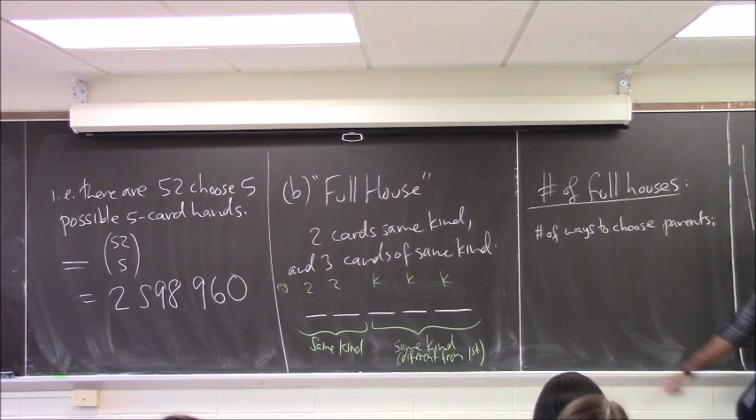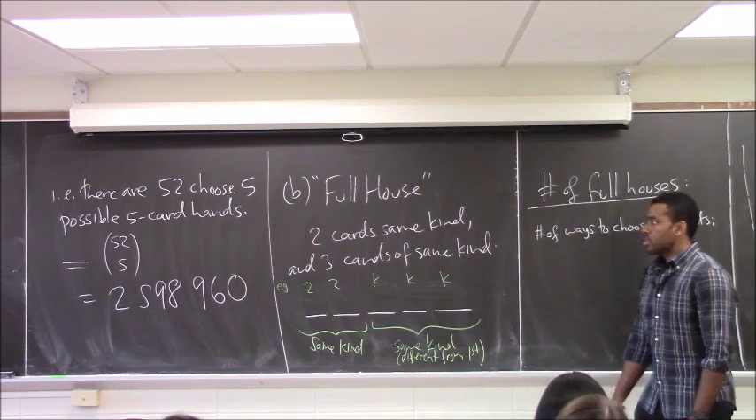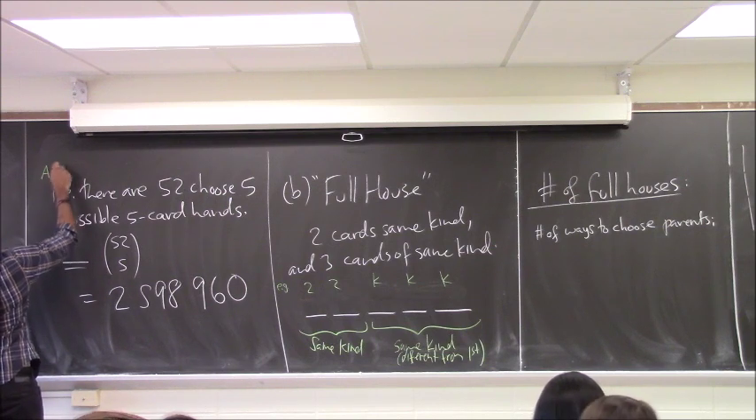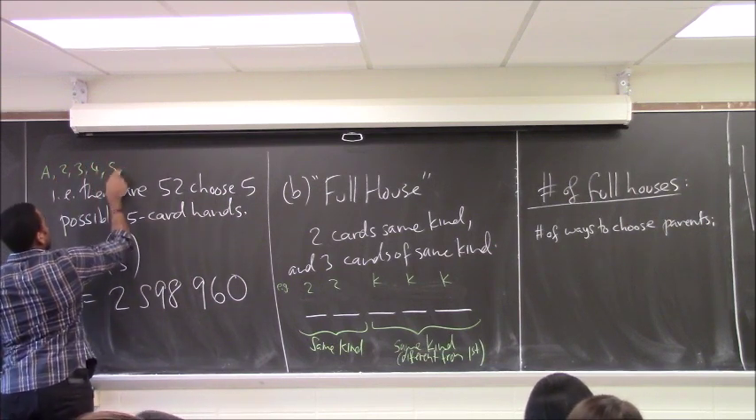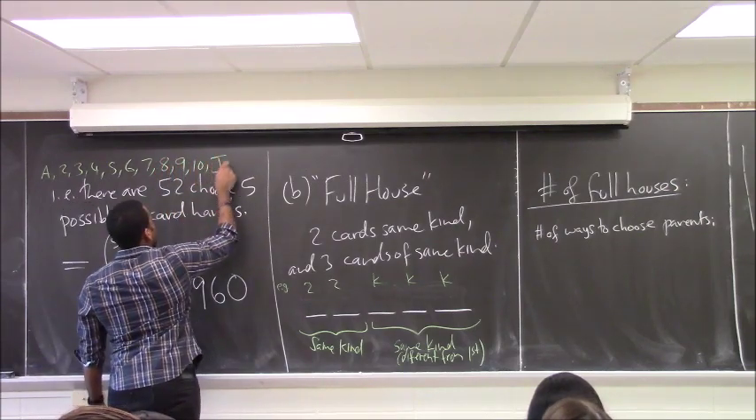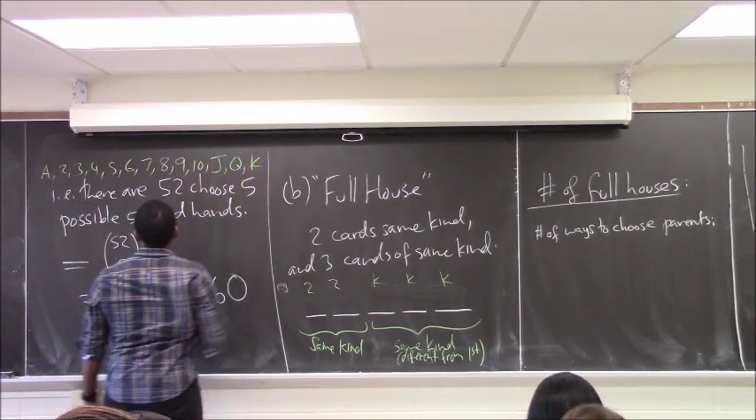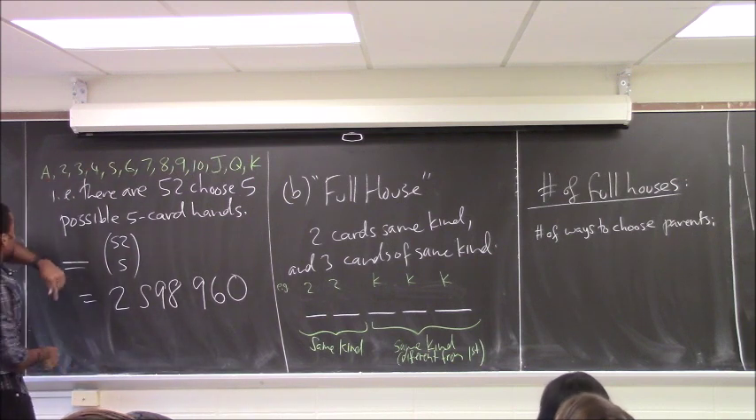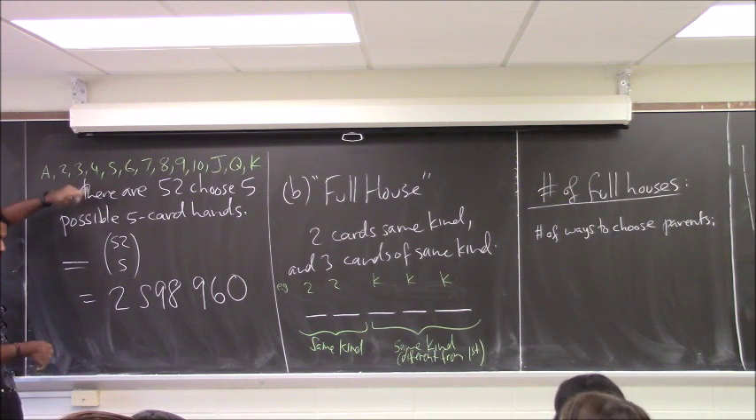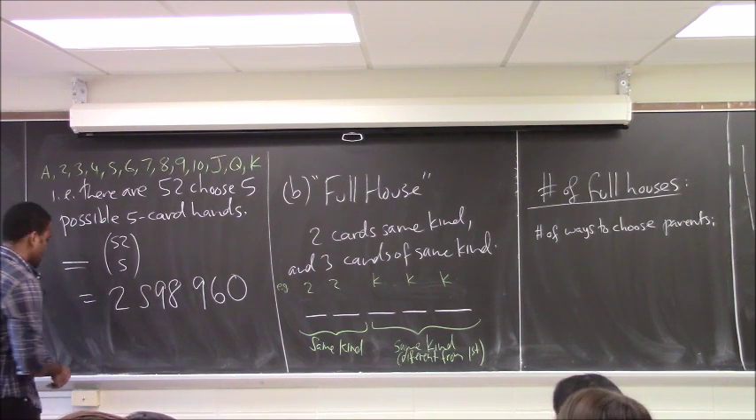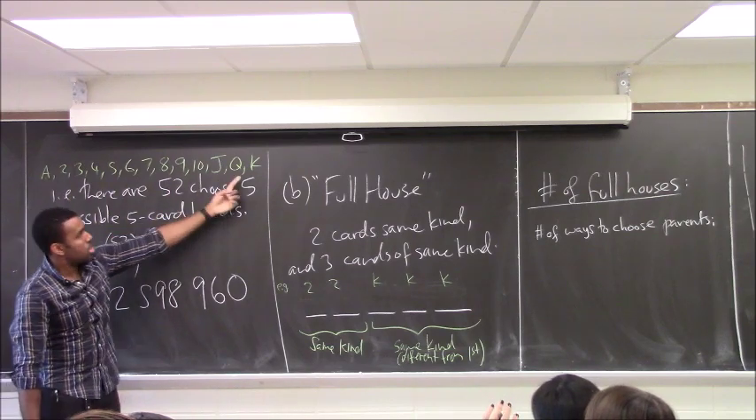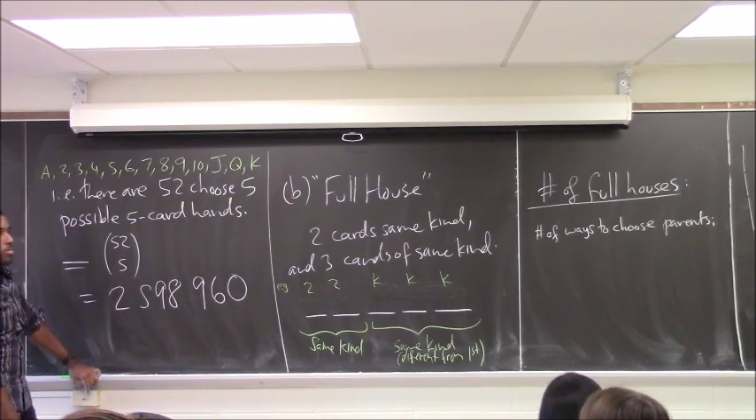Like, how many possible numbers are there? Right, what do we have? We have the ace, 2, 3, 4, 5, 6, 7, 8, 9, 10, jack, queen, king, right? And each of these has 4 suits: hearts, clubs, spades, diamonds. So how many of these possibilities are there? There are 13 of them.